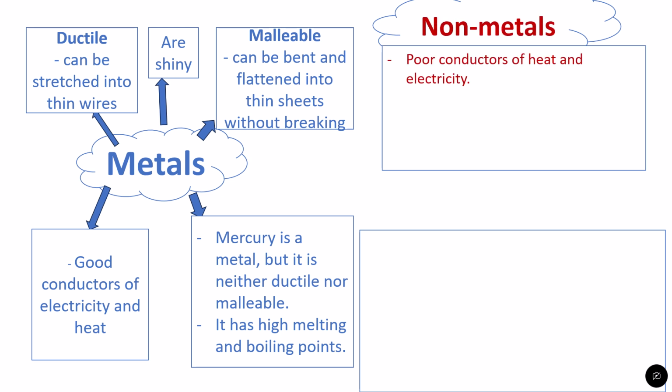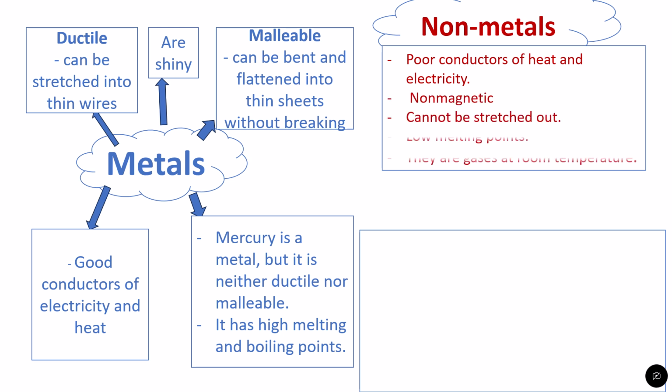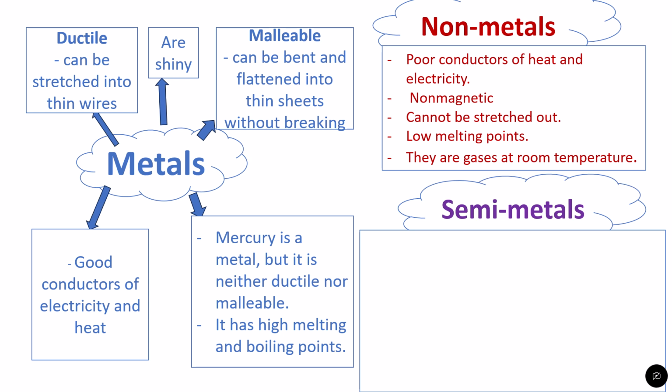Now let's look at nonmetals. So nonmetals are basically poor conductors of heat and electricity. That means that heat and electricity doesn't go through them. They're non-magnetic and they cannot be stretched out. They have low melting points and they are gases at room temperature. Also, they are insulators like plastic and wood and stuff like that.